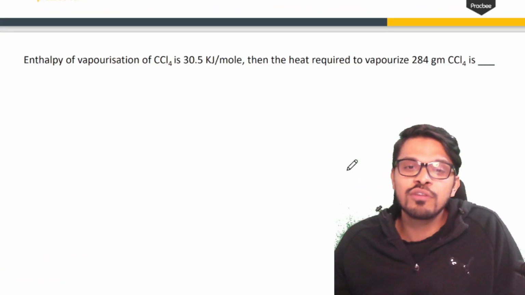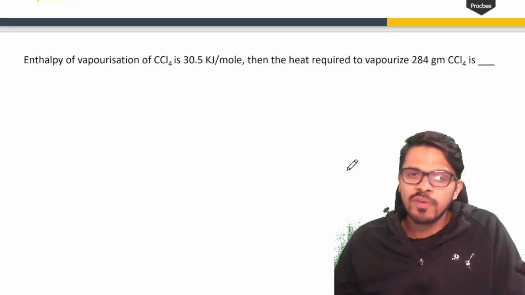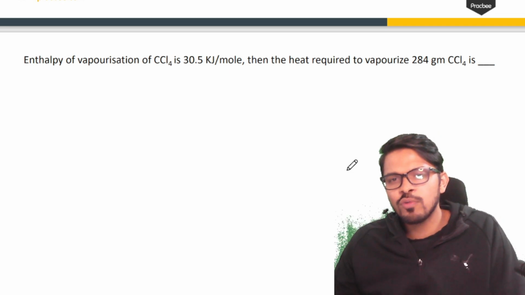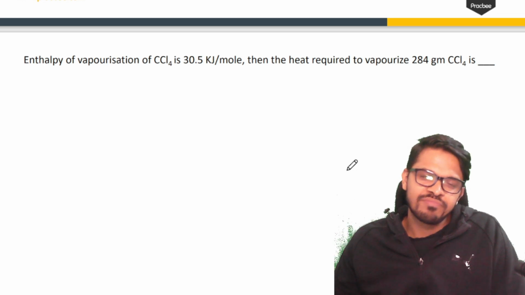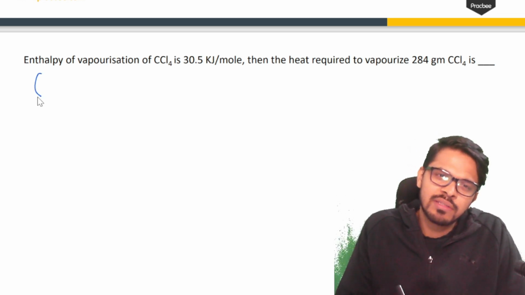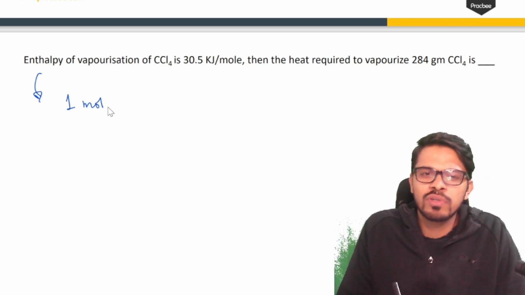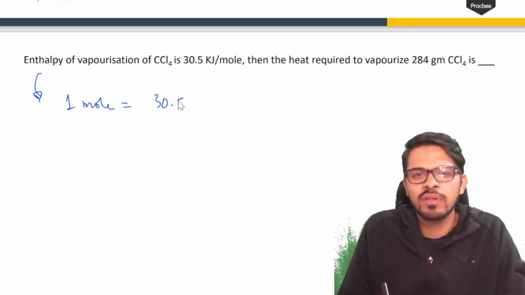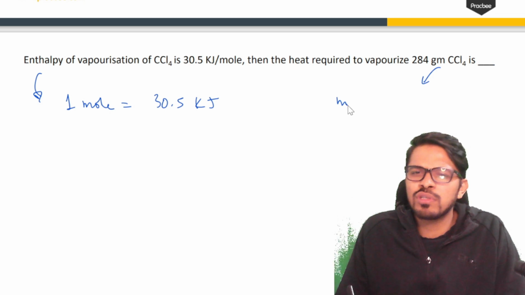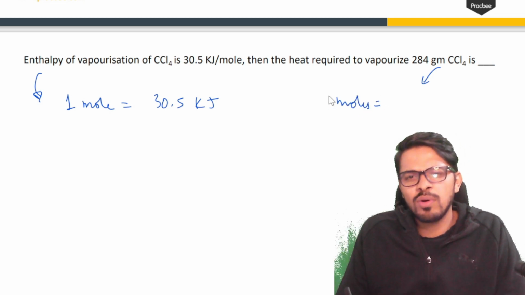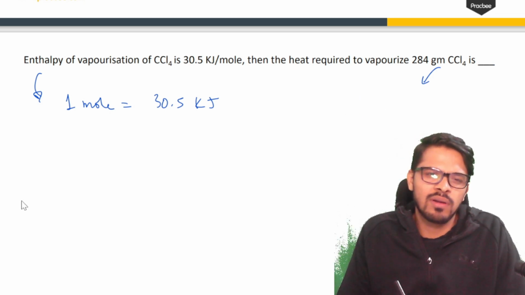Enthalpy of vaporization of CCl4 is 30.5 kilojoule per mole. Then the heat required to vaporize 284 gram CCl4 is. Useless question they are asking, no? It says basically for 1 mole we require 30.5. Simple question of unitary method. Just calculate the moles of CCl4. I don't like doing this problem at all.